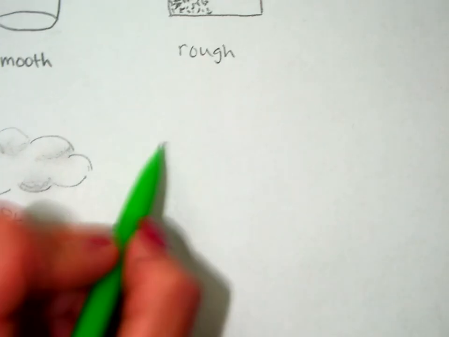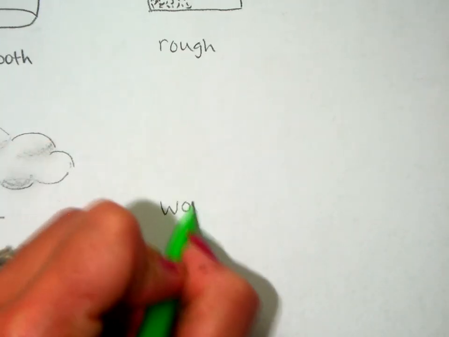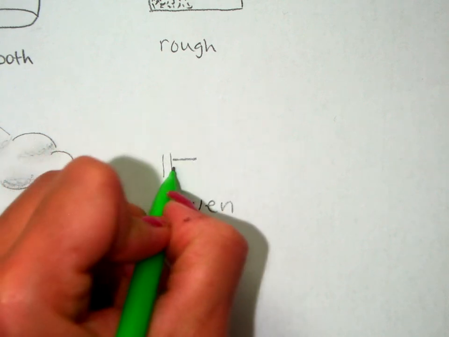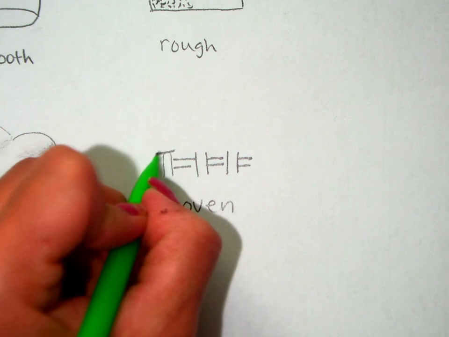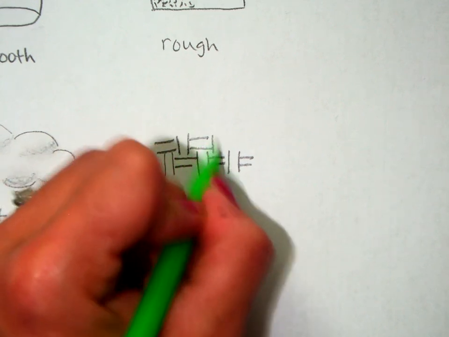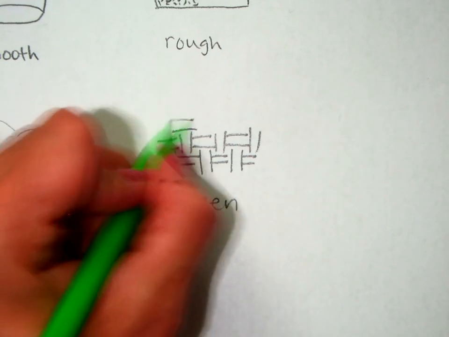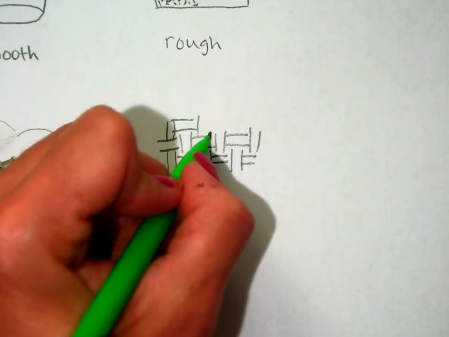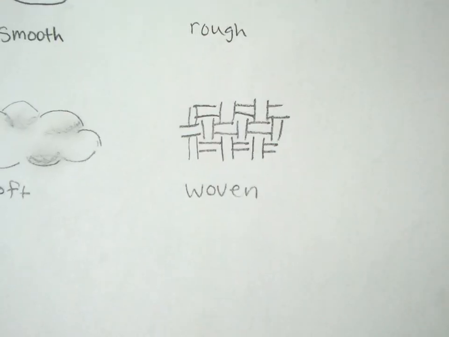Other textures you could do could be a woven texture. We go this way and then we alternate our strokes, and so on and so forth. Almost like a pattern. I'll do that one more row. Okay, so that could be a woven texture.